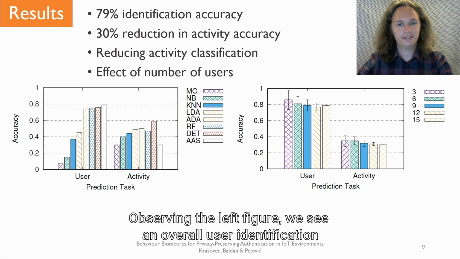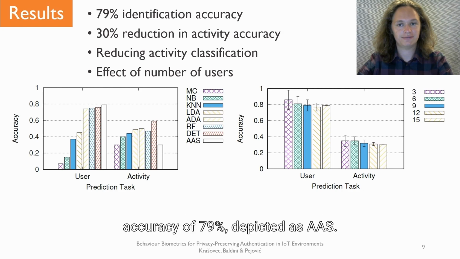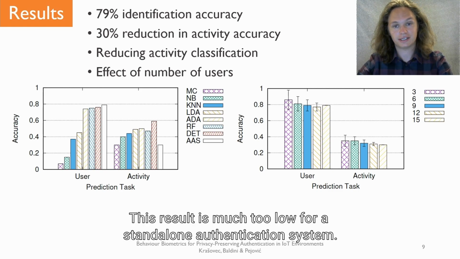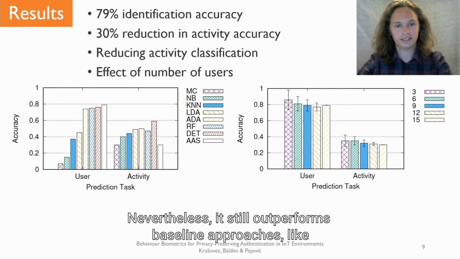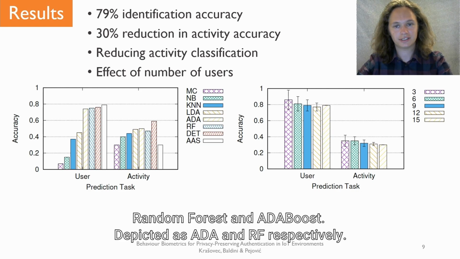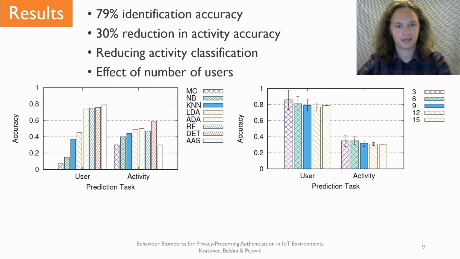Observing the top right figure, we see an overall user identification accuracy of 79%, depicted as AAS. This result is much too low for a standalone authentication system. Nevertheless, it still outperforms baseline approaches like random forest and AdaBoost, depicted as RF and ADA respectively.